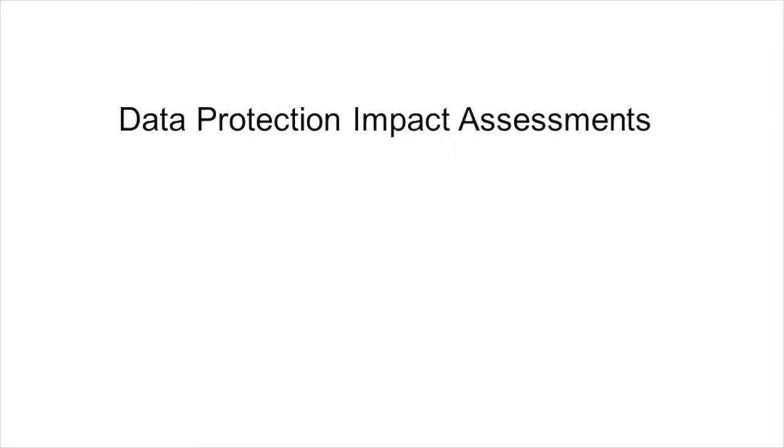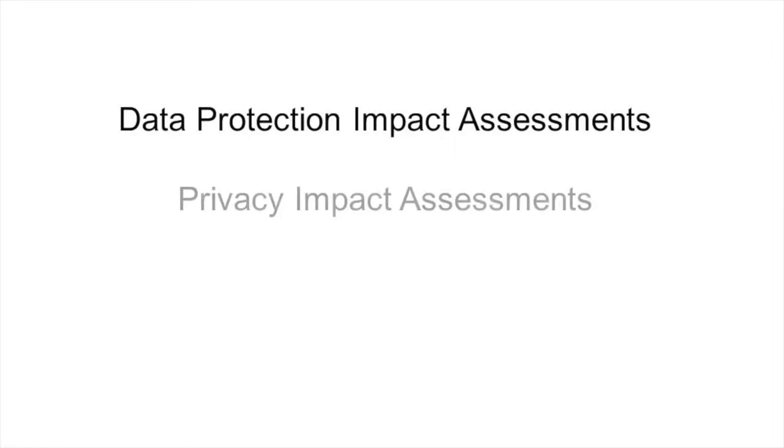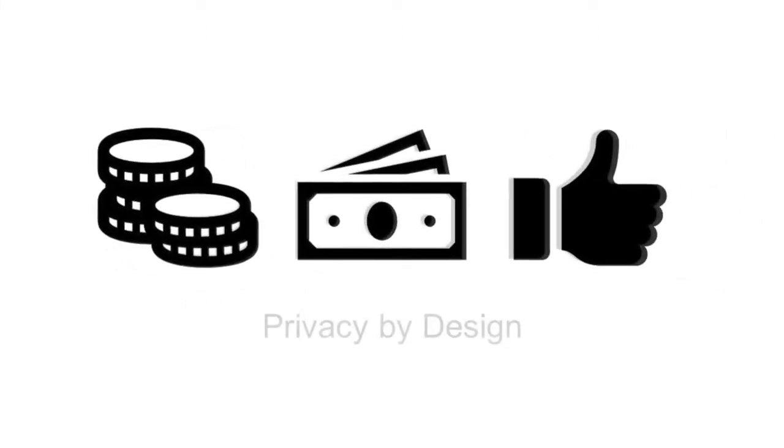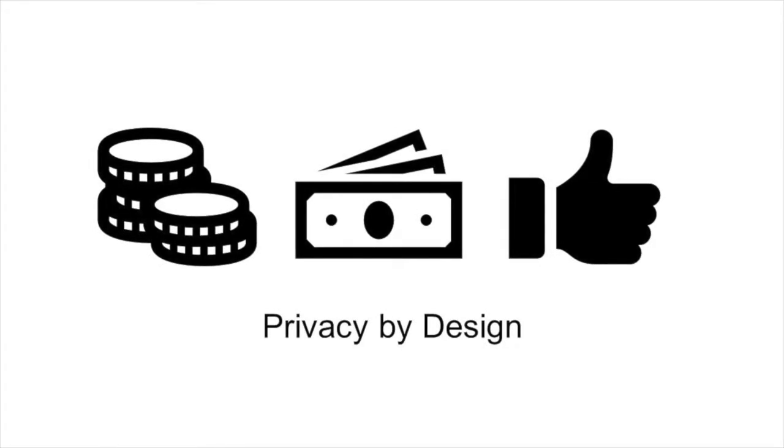Data Protection Impact Assessments, also known as Privacy Impact Assessments or PIAs, help us comply with our data protection obligations and meet individuals' expectations of privacy. It allows us to identify and fix problems at an early stage, so reducing the cost and reputational damage that might occur if we didn't investigate. PIAs are an integral part of a privacy by design approach.